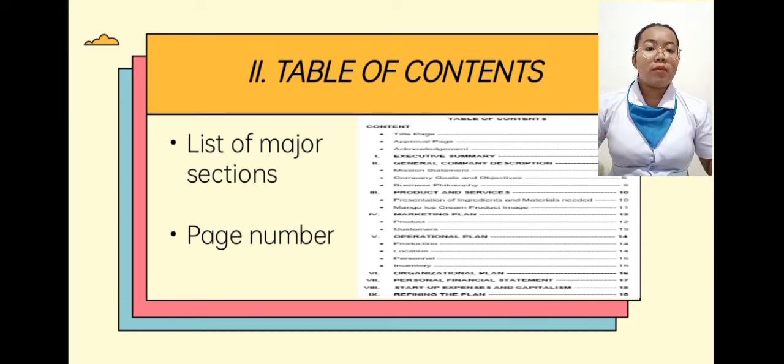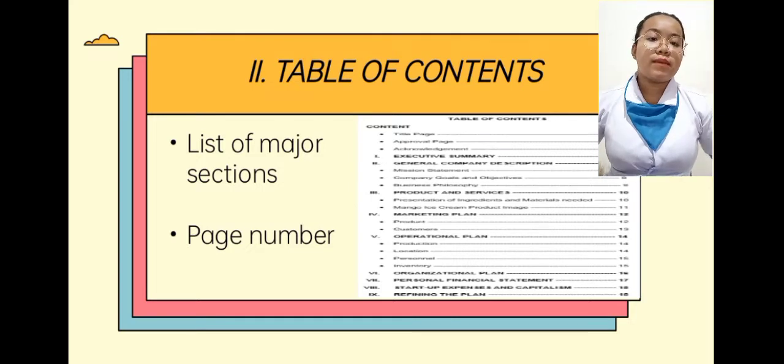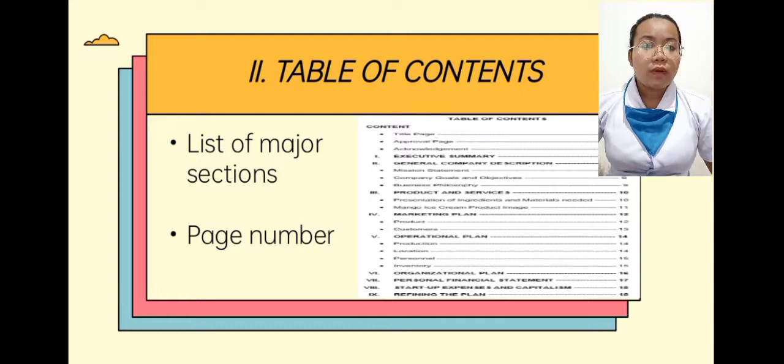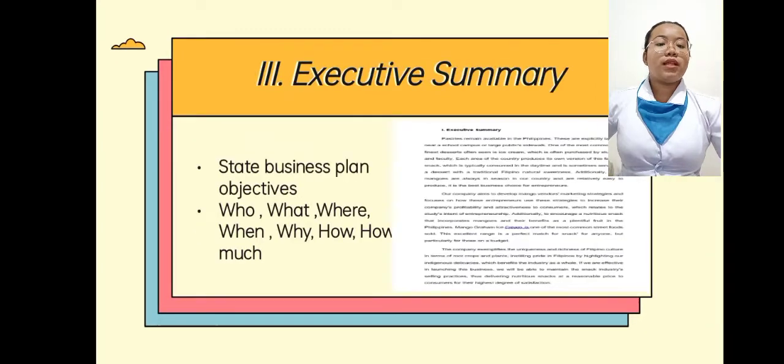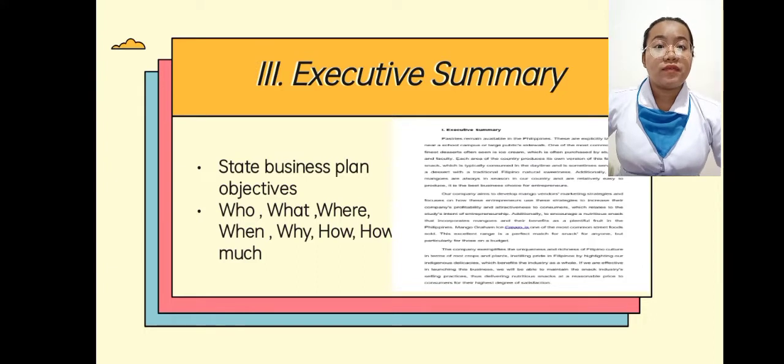Next slide, we have the table of contents. The table of contents simply lists the major sections and their page numbers, where we can find the specific content that we want to see or read. I don't need to explain this further because I know all of us know what a table of contents is.